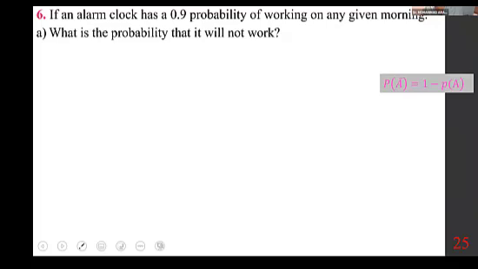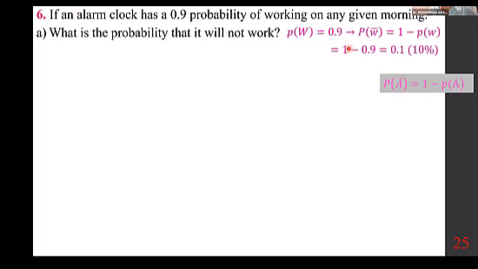If an alarm clock has a 0.9 probability of working on any given morning, what is the probability that it will not work? Clearly, we are looking at complementary events. So the probability of working is given as 0.9. Therefore, the probability of not working is W with a bar at the top of it. That's a notation. You may have seen a different notation depending on the text, but this is one notation. Sometimes they may use prime. 1 minus that makes it 0.1 or 10%.